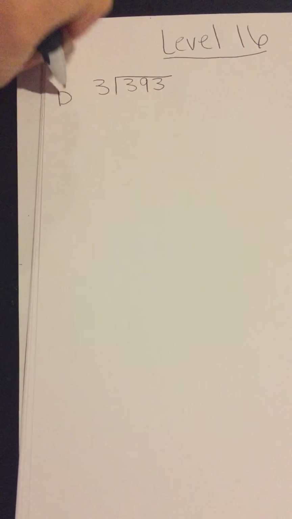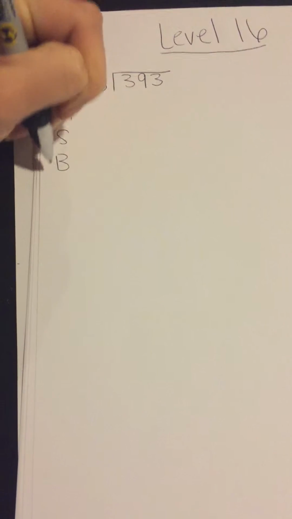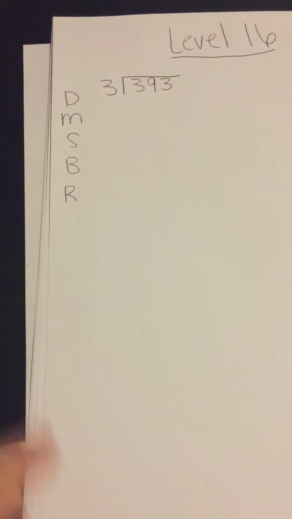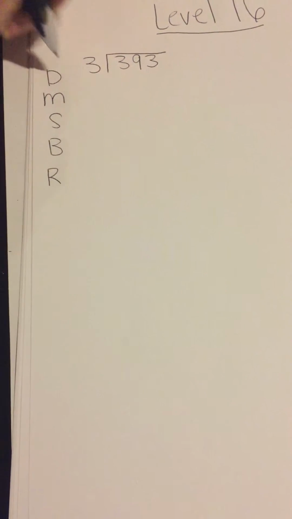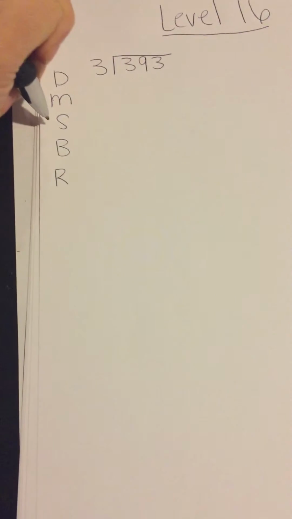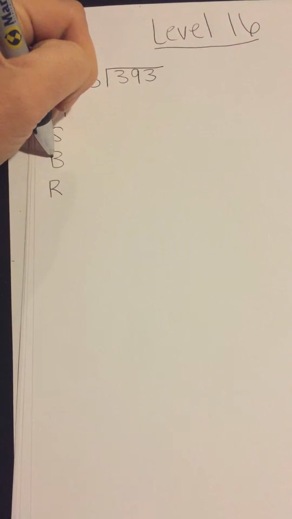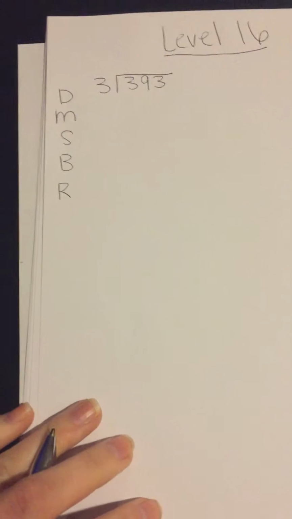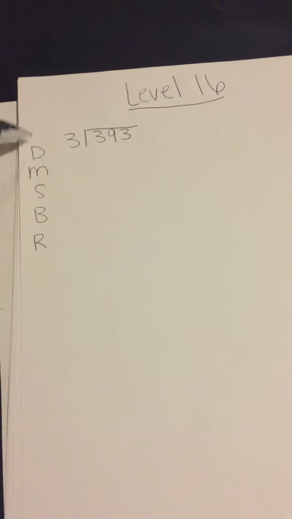First of all, it's really helpful if we're following our steps that Miss Albritton taught us. Our silly acronym we use is do, monkeys, sing, Beyonce, repeatedly. Now really that stands for division, multiplication, subtraction, bring down, and repeat. And we're just going to go through these steps repeatedly for each number that we have here until we're finished with our problem. All right, so let's start.